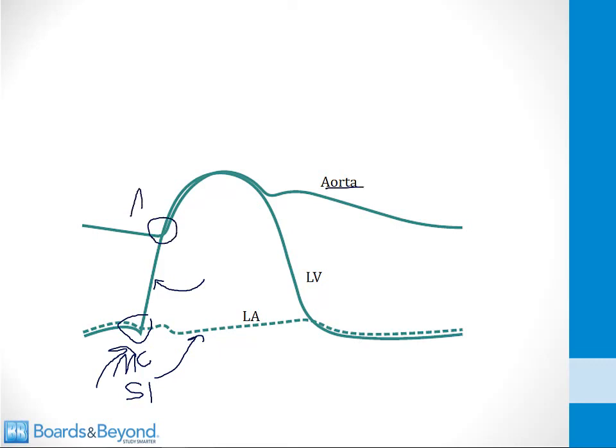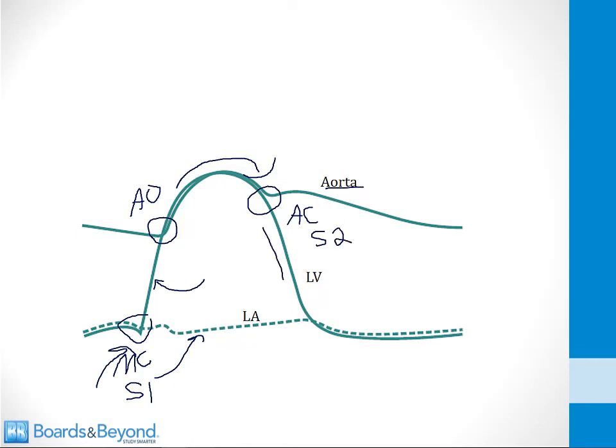That means at this point the aortic valve is going to open. Blood is then going to leave the left ventricle for the aorta until it reaches this point here where left ventricular pressure falls to be lower than aortic pressure. That means at this point here the aortic valve is going to close. And when that happens, that generates the second heart sound S2.